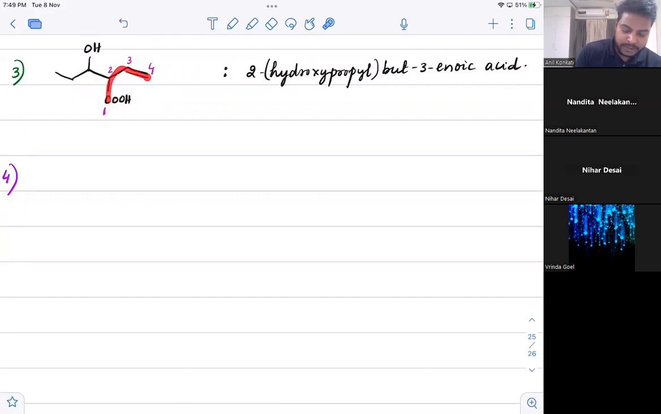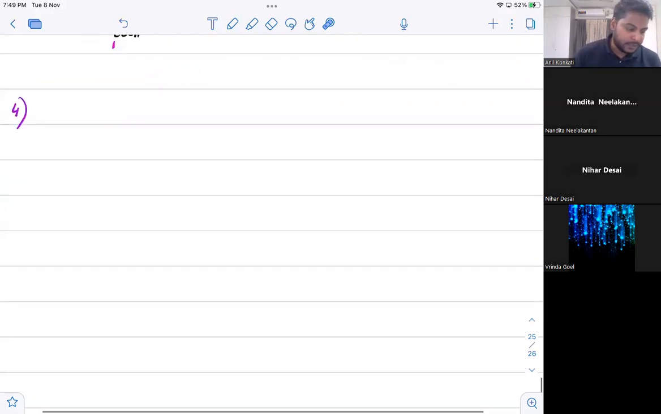So if you go in this direction, now on the second position, I have a 1, 2, 3 propyl group. And on the propyl group, I have one hydroxy. So on the second position, I have hydroxypropyl. And on the third position, I have ene. So it is a total of 4 carbons. So it is but, and on the third carbon, I have ene with oic acid. Got it? Sure, sir. Thank you. Right. See the next one.